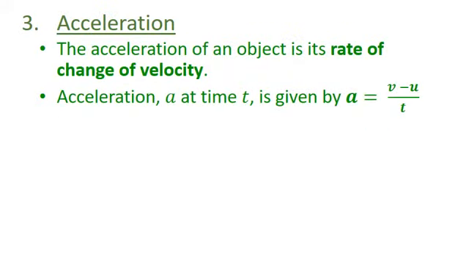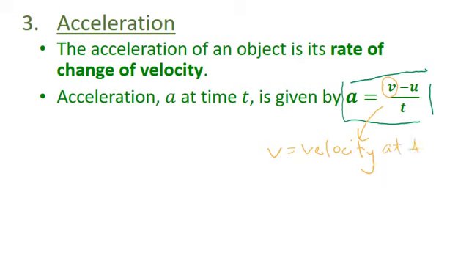Another physical property of a moving object is its acceleration. The acceleration is defined as the rate of change of velocity, and it can be calculated by using this formula, which is given as a equals v minus u over t. What you have to be mindful of is that this v is the velocity at time equals t. Which t is it referring to? This t corresponds to this particular t here. This u is the initial velocity.